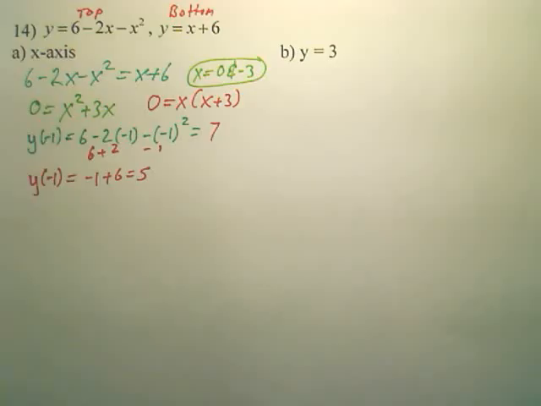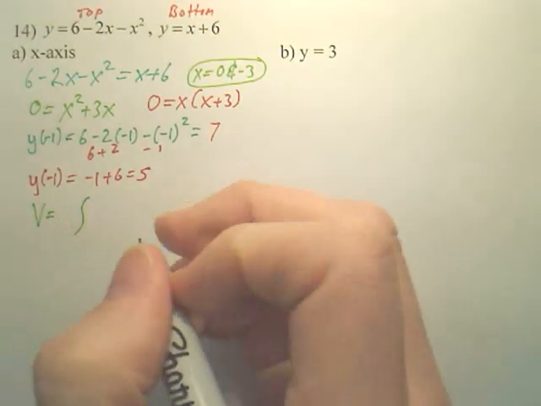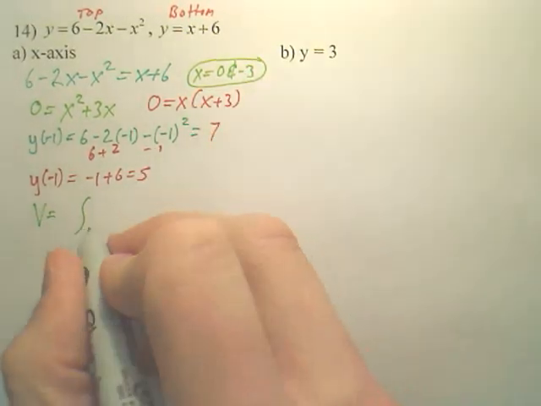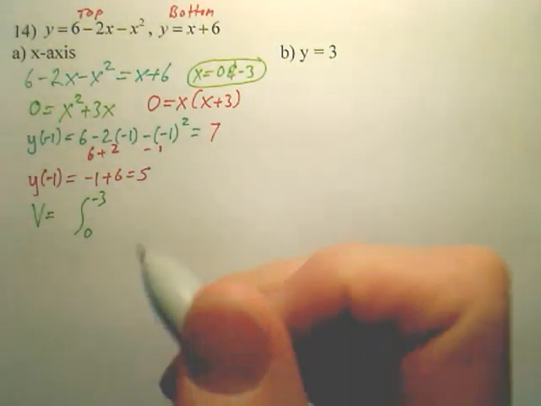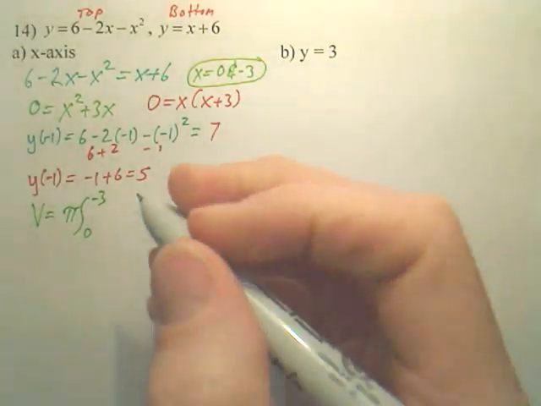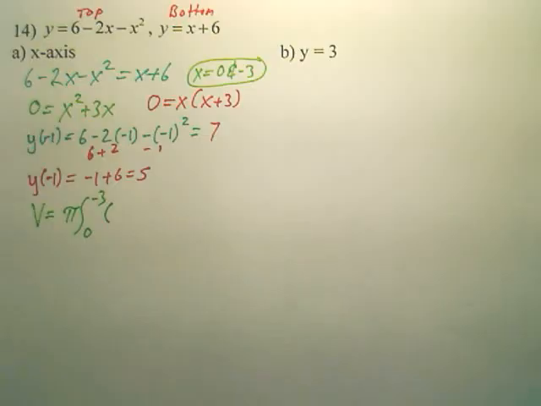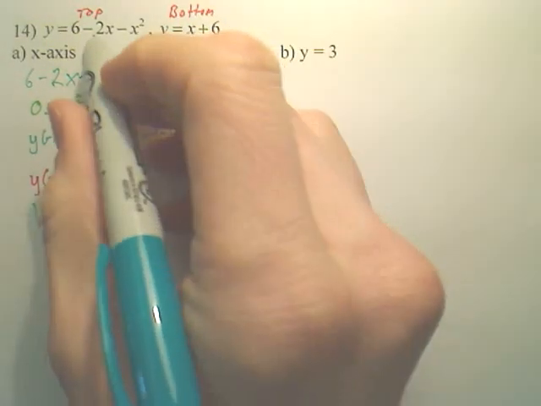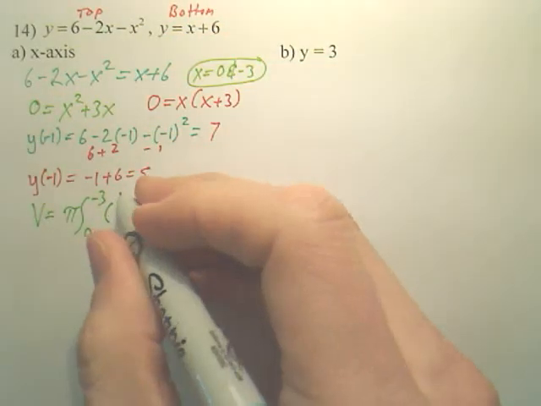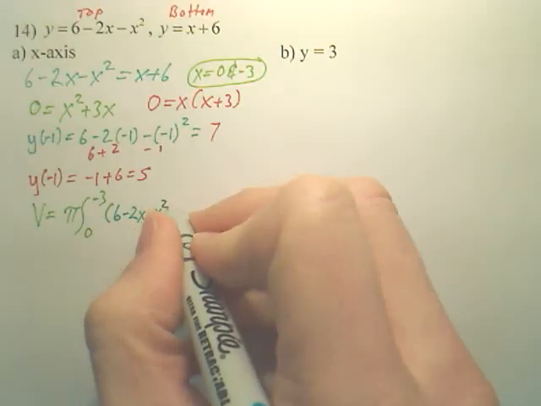To find the volume, you're going to take the integral from 0 to -3. We're doing it around the x-axis. There's a pi out here, it's always pi r squared. But what's my function? Well, the outer piece is the top. The top graph is my outer piece, so it's 6 minus 2x minus x squared.